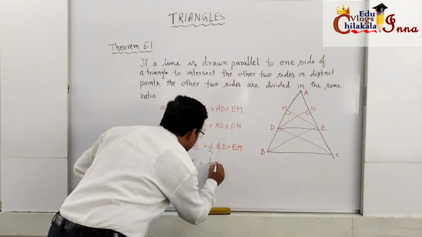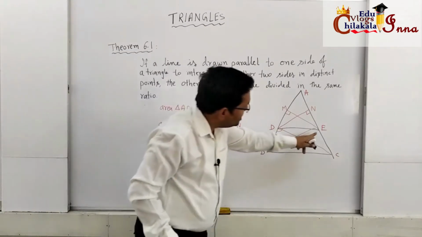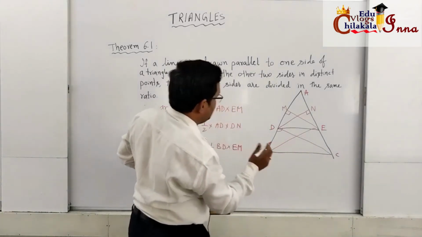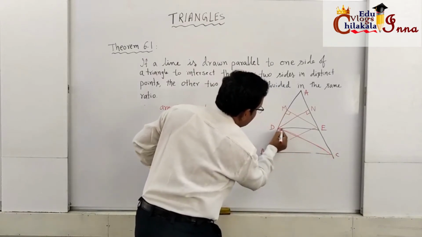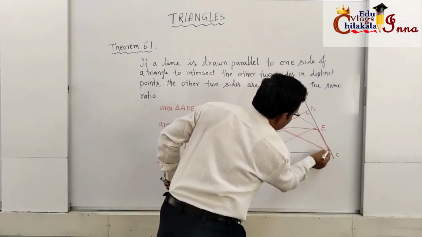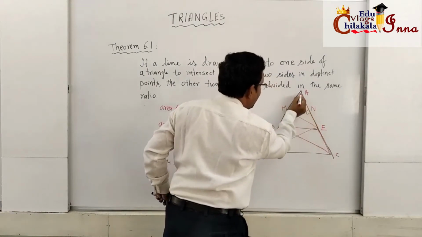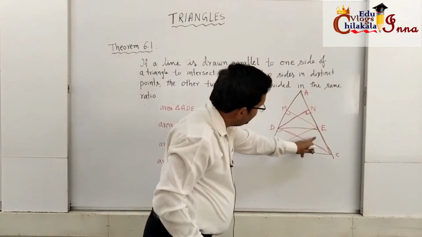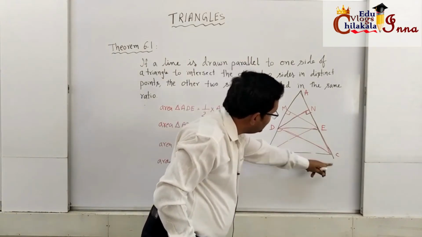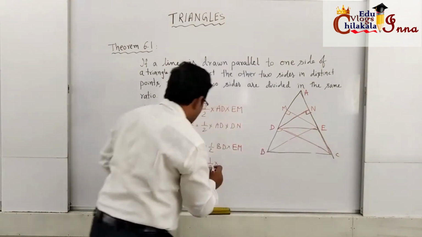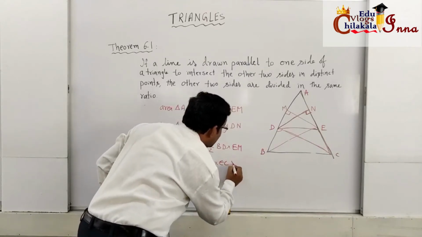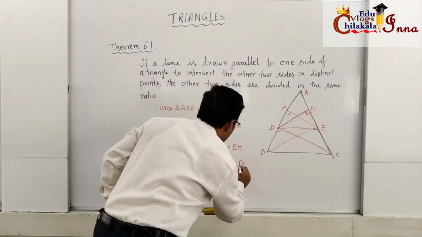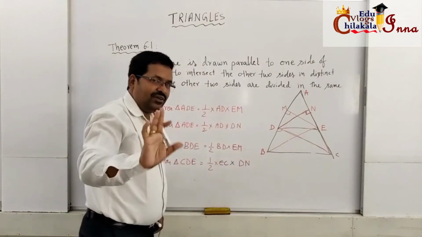So what is the area of the triangle CDE? Again, the base is EC. Then we extended here, and again we have drawn a perpendicular here. Then what is the area of this triangle? It is half into the base EC into DN. Did you understand it?